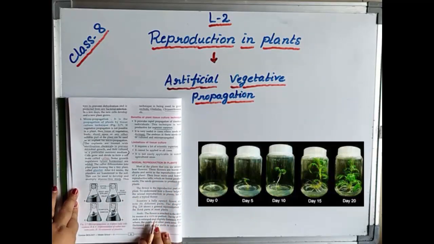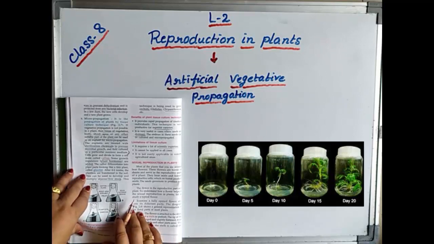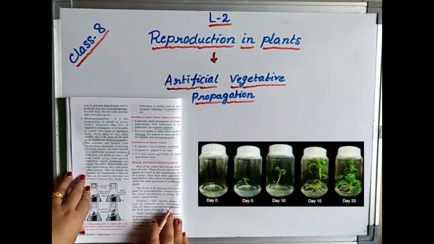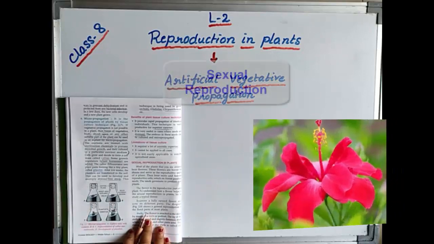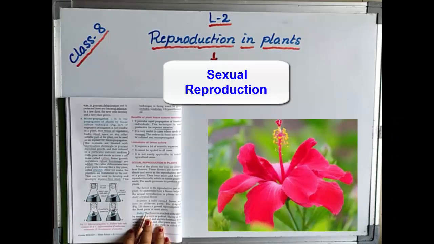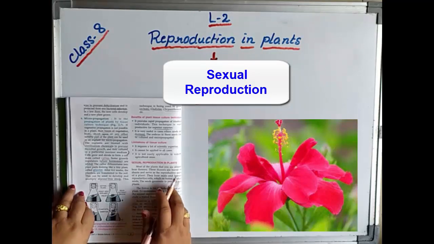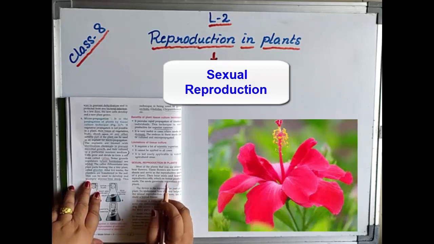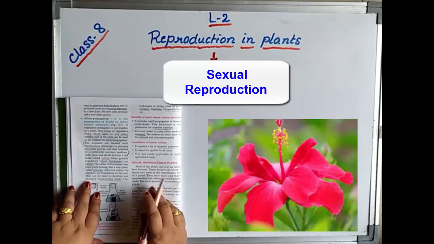So students, we have learned today the 4 methods of artificial vegetative propagation. Now we will come to the next topic, that is called sexual reproduction in plants. In sexual reproduction in plants, we will see many types of plants bearing flowers. This is the most common feature of sexual reproduction in plants, that these plants bear flowers, and these flowers are borne on the shoot part.